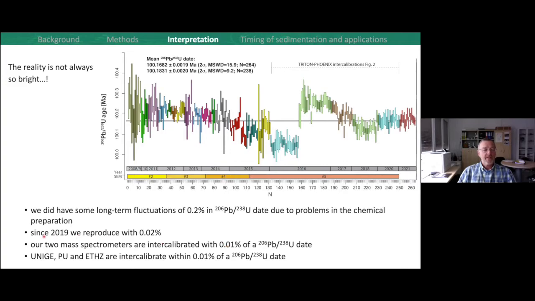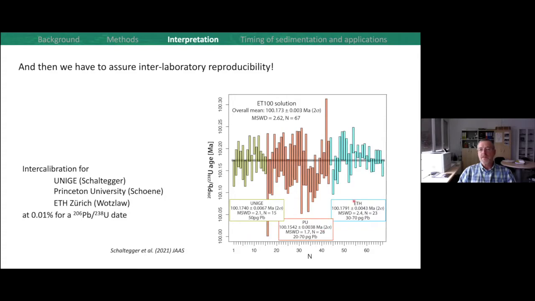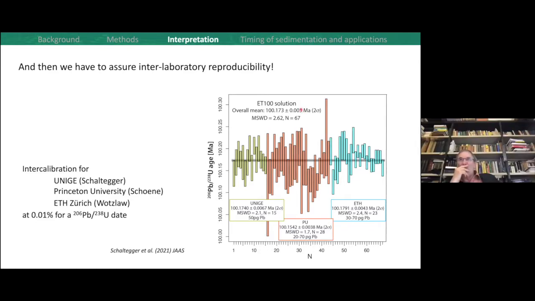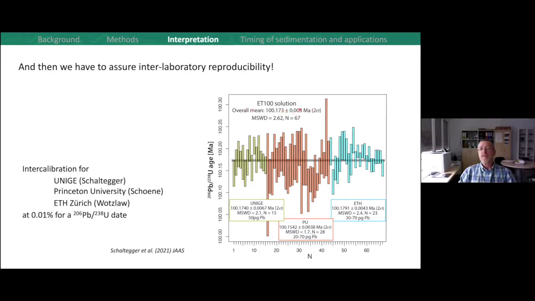And we also can intercalibrate different mass spectrometers at this best precision, not only in Geneva, but also with Princeton University and ETH Zurich, that's shown here. This was very recently published in the Journal of Analytical Atomic Spectrometry. So we are confident now, labs within this EARTHTIME Consortium, that we do manage to repeat and reproduce our uranium-lead dates within a tenth of a per mil of uncertainty.